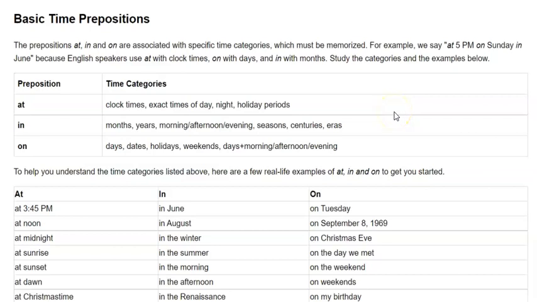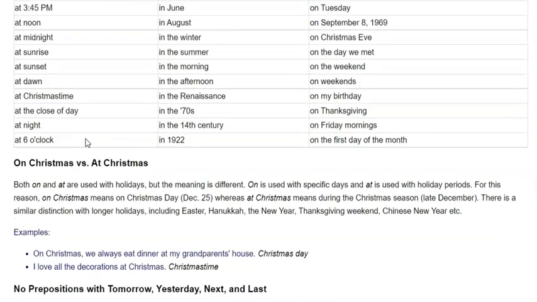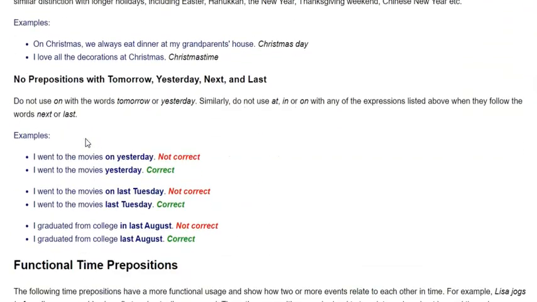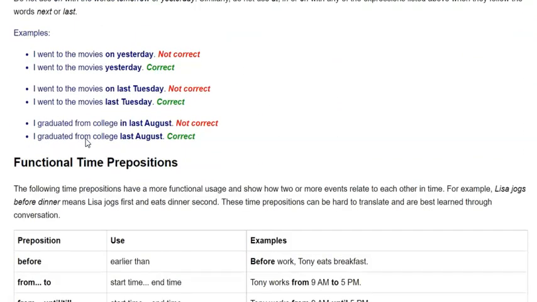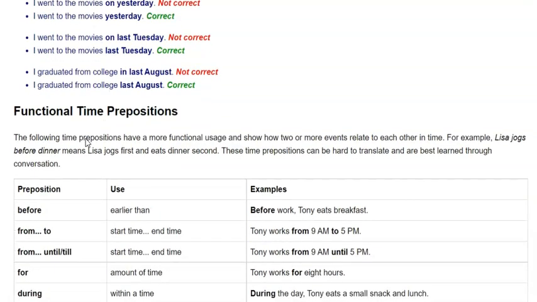So this is the second part of the time prepositions series. In the first part, I discussed the basic time prepositions, which are at, in, and on. Today I am going to cover the functional time prepositions and their use cases, along with a few examples. So let's get started. What are the functional time prepositions?